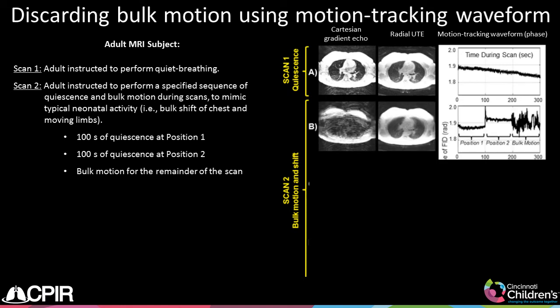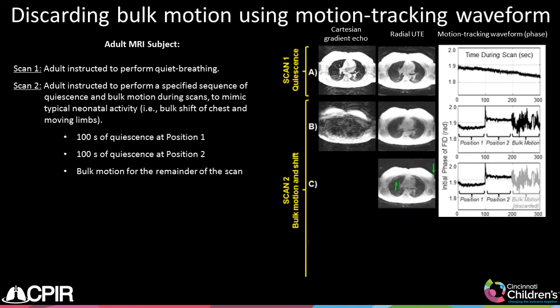We can see with this set of instructions that the gradient echo quality is significantly degraded, and that the UTE quality is slightly blurred. The motion tracking waveform very clearly reflects our sequence of positioning and motion for this second scan. We can reconstruct the UTE images with selective K-space data from just positions 1 and 2, which the data is shown in black here, and we can throw away the data acquired during bulk motion, here shown in gray.